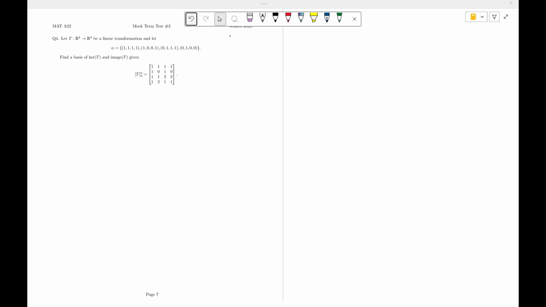This matrix comes from looking at, or is equivalent to, a T(v1) plus b T(v2) plus c T(v3) plus d T(v4) equaling 0. And when you have this representation, you're asking, okay, when does this equal 0? And this gives you the system of equations [T]_alpha^beta times the vector equals 0.